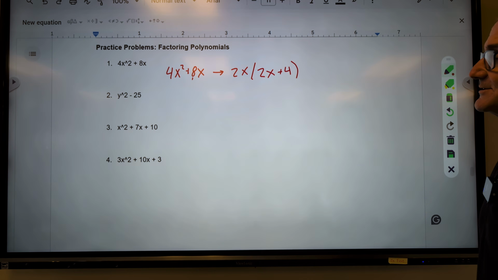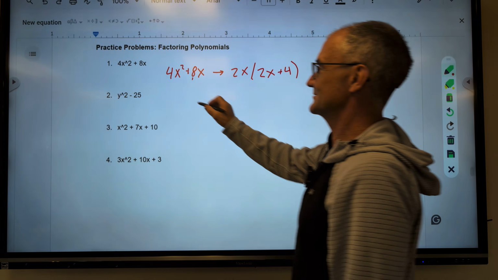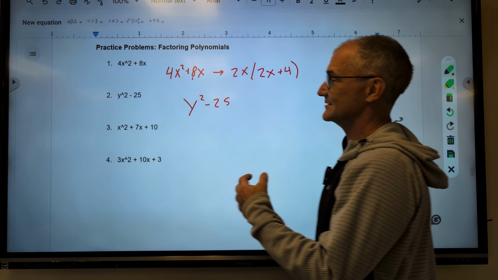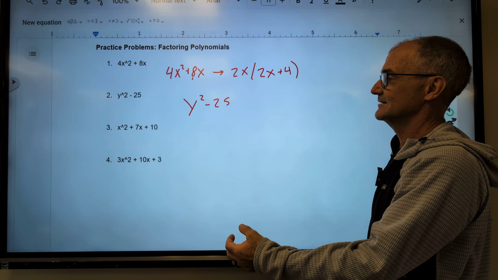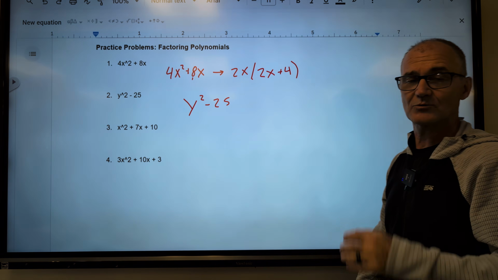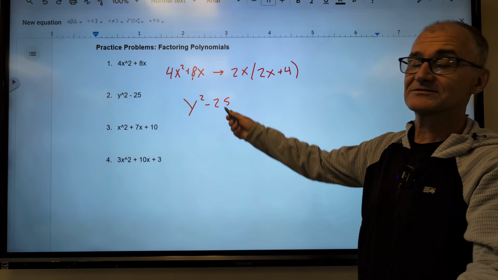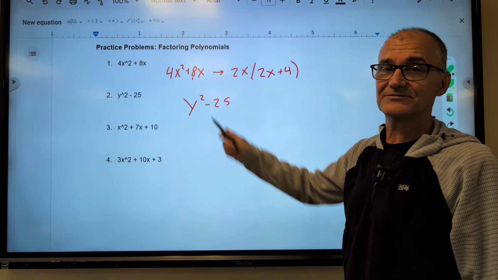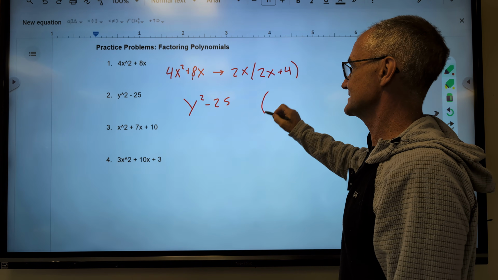Y squared minus 25, that's actually a tricky one. Y squared minus 25, we didn't talk about pulling these. This works out to be a perfect square, meaning that this is a squared term and this is a squared term. Y times y is y squared. 5 times 5 is 25. And there's a negative in the front here. So this is kind of a special case.